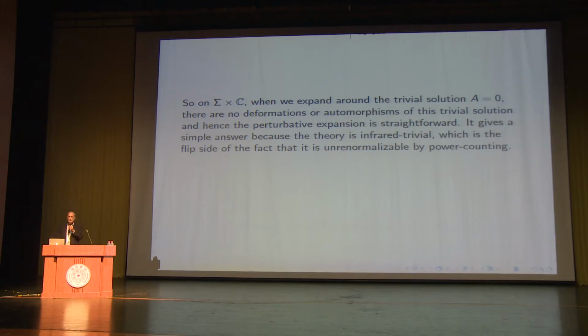And the reason we're going to get a simple answer is the same as the reason you might have worried about whether the theory existed. The theory is infrared trivial, so it's going to give a simple answer. Infrared trivial is the flip side of the fact that it's unrenormalizable by power counting. So effects at long distances in the topological space are negligible.